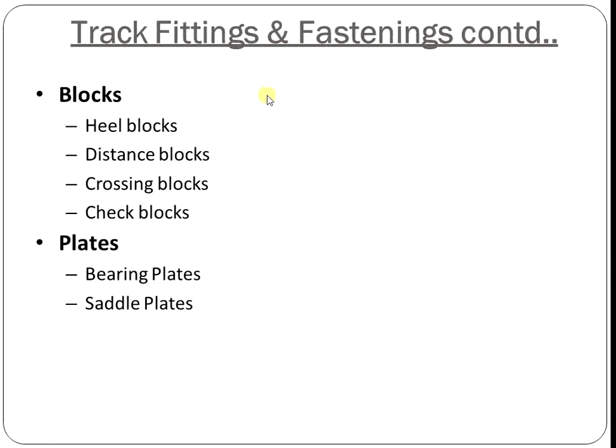Then another type of fixture, fitting and fastening is blocks and plates and their subtypes. The subtypes of blocks are heel blocks, distance blocks, crossing blocks, and check blocks. And the last type of fitting and fastening is plates, and the subtypes are bearing plates and saddle plates. All the types and subtypes we have to see in detail from the next slide.